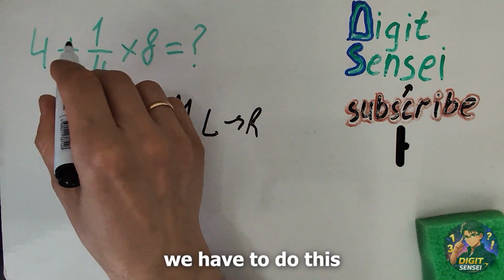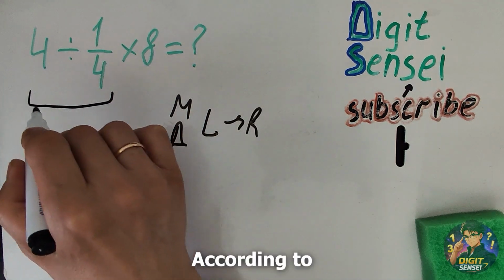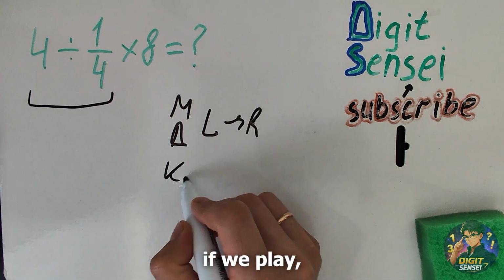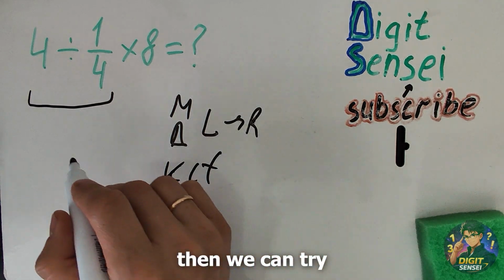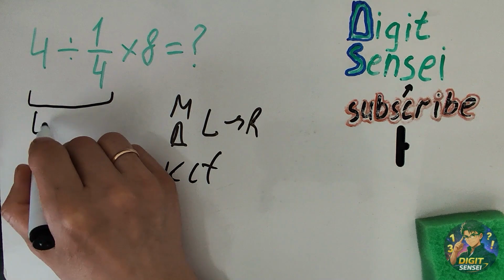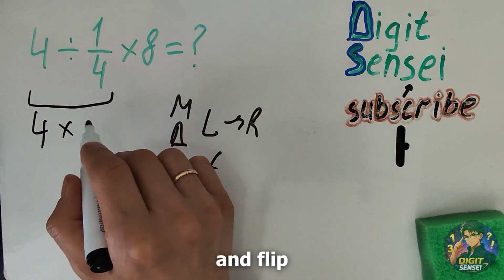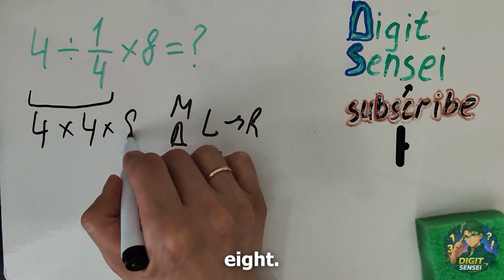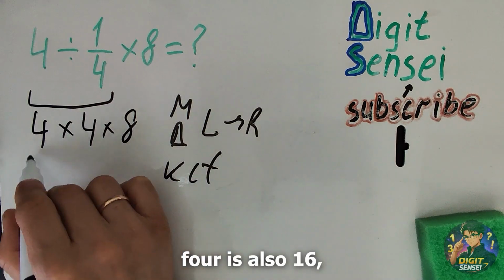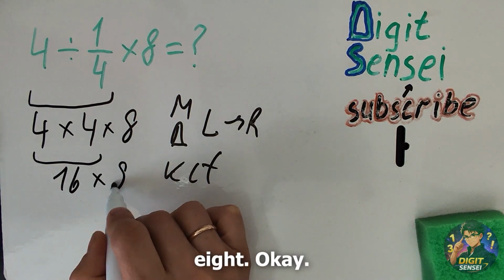So first we have to do this division. 4 divided by 1 over 4. According to the KCF rule, K stands for keep, C stands for change, and F stands for flip. We can write keep the first fraction, change division to multiplication, and flip the second fraction. And here we have times 8. 4 times 4 gives us 16, so we have 16 times 8.